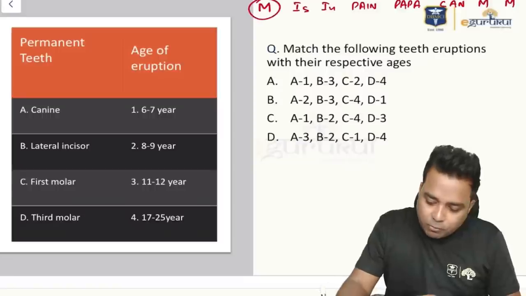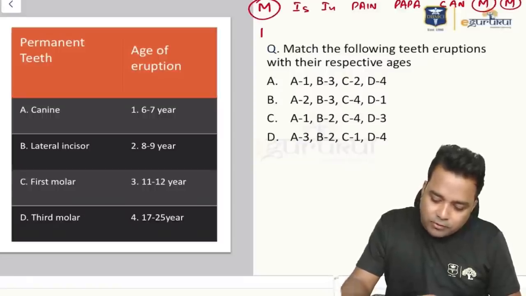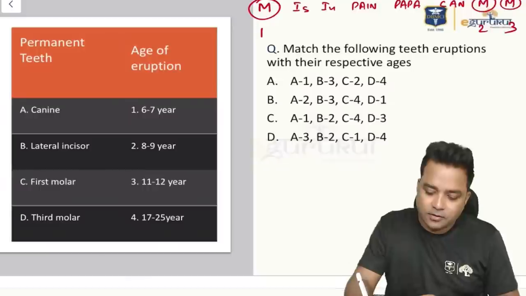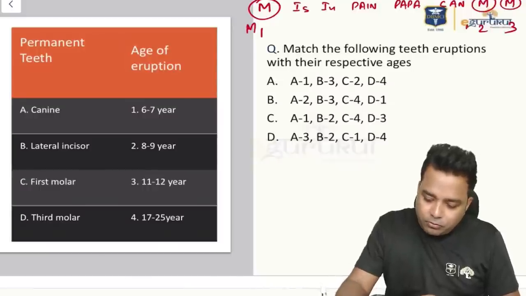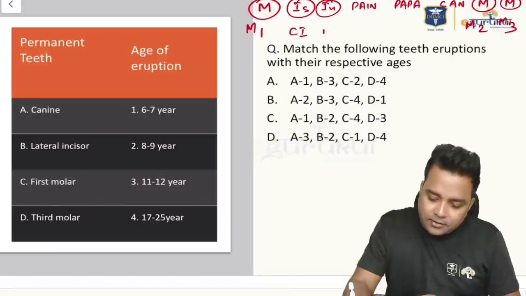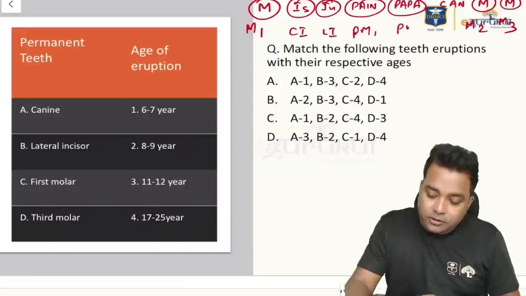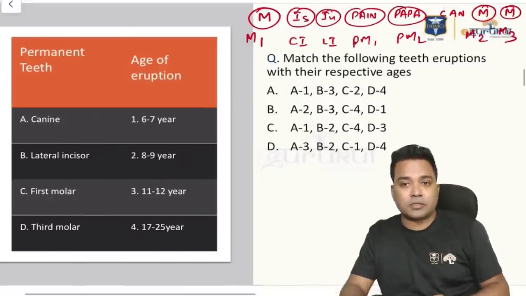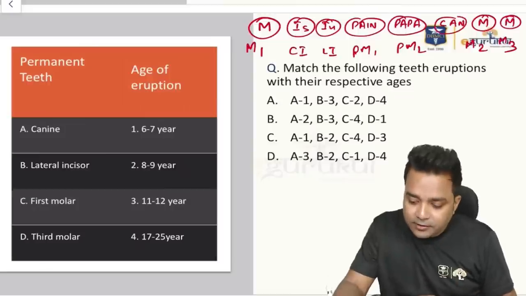All the M's stand for molars. So start with molar 1, molar 2 and molar 3. This is M1, M2, M3. I is for central incisor, and the second I is for lateral incisor. Pain and papa for premolar 1 and premolar 2. This is the way to recall and solve such questions. They are simple questions. Can for canine.